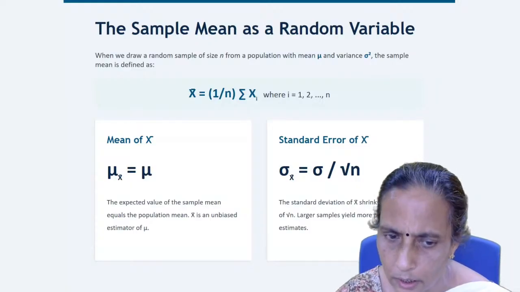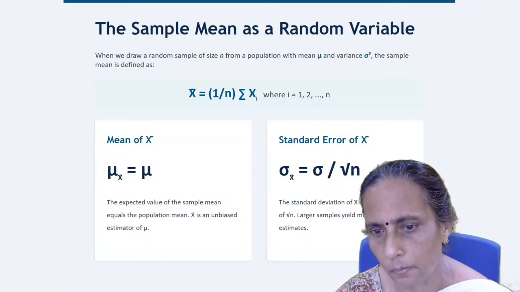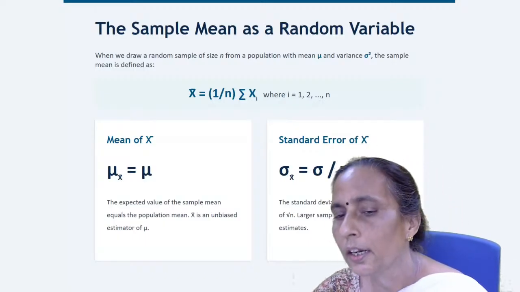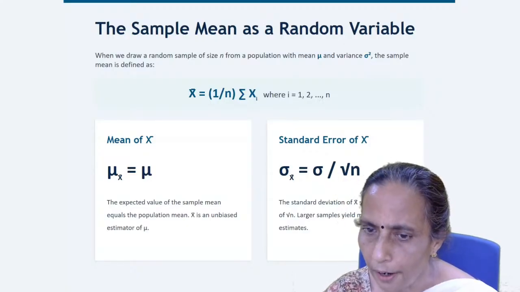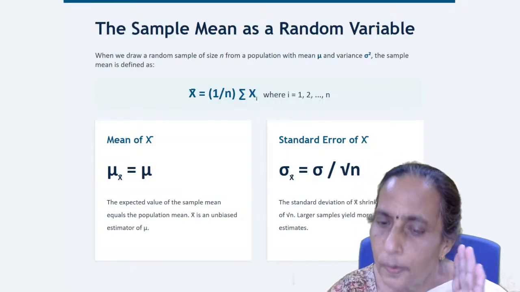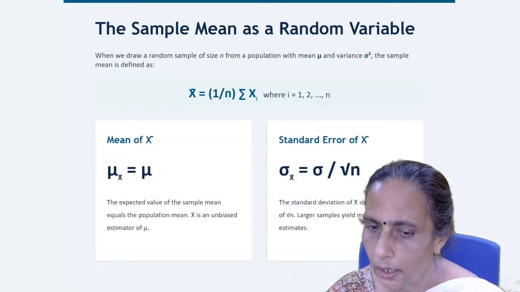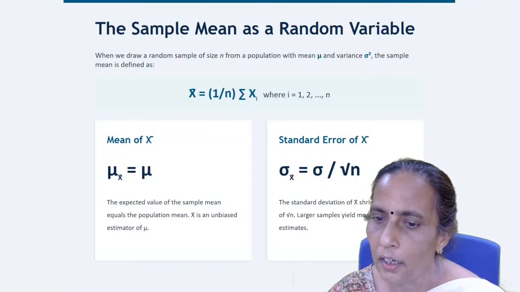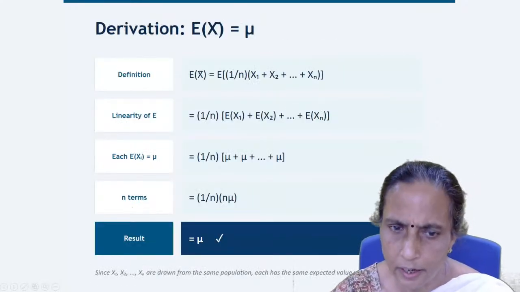So the expected value of the sample mean is always equal to the population mean. This indicates that x bar, the sample mean, is an unbiased estimator of your population mean. And your standard error is equal to the standard deviation divided by the square root of n, where n is the size of the sample. So the standard deviation of the sample mean shrinks by a factor of square root of n. That means a larger sample size yields a more precise estimate. So how can we derive those things?